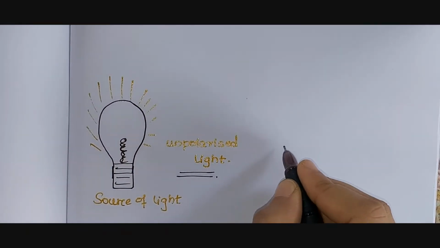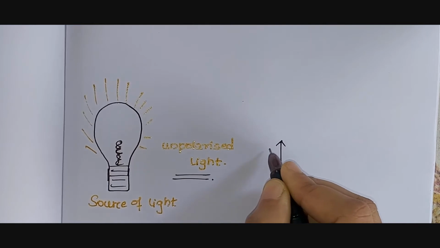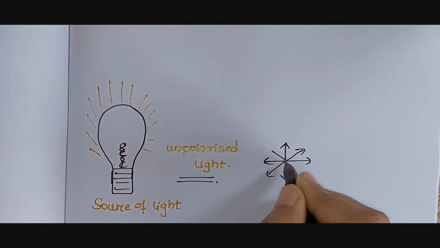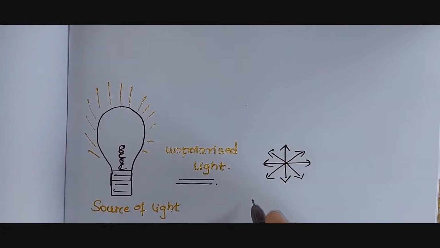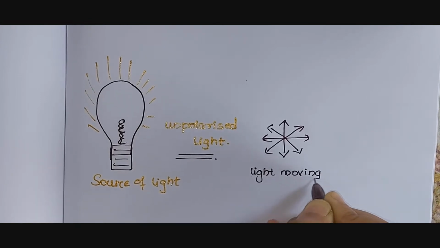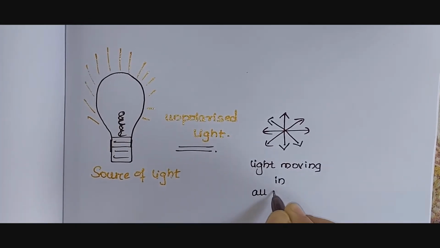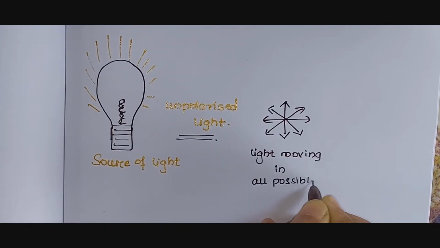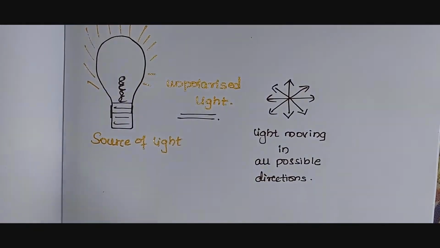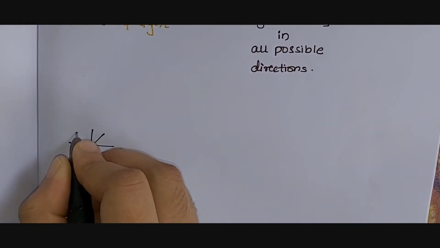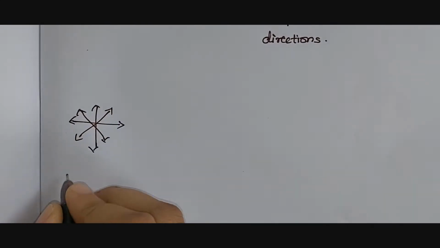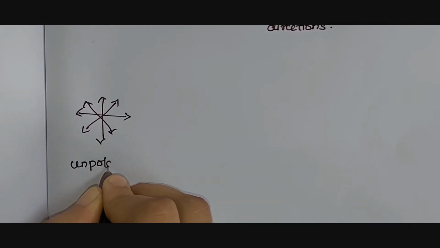So what do we observe here? The light is not moving in only a single direction. The light is moving in all possible directions. I hope I'm clear. The light which moves in all possible directions we call unpolarized light. For our purpose, we need polarized light. So for that, we take this unpolarized light and make it pass through a polarizer, that is, a nicol prism.